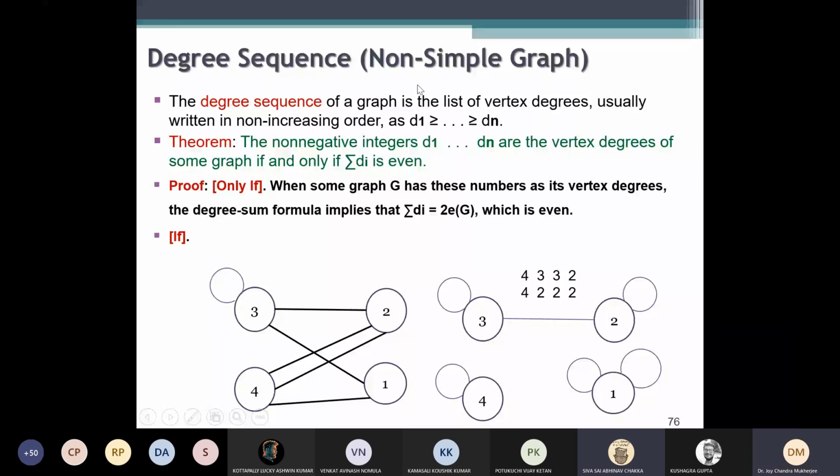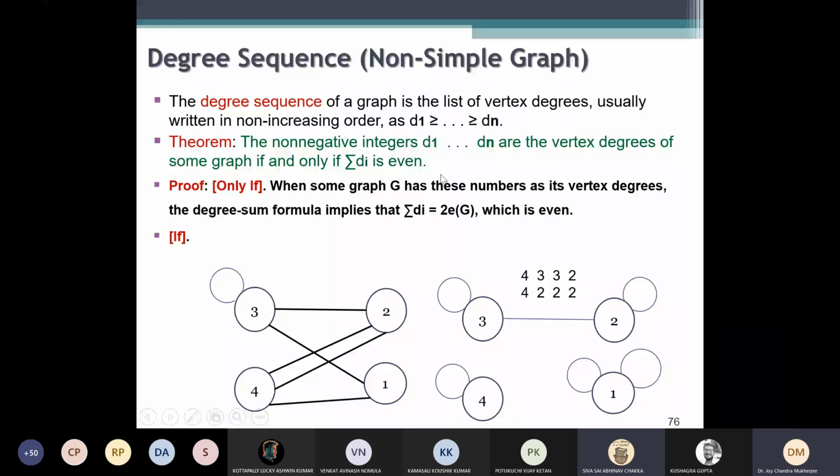The theorem is: non-negative integers d1 through dn are the vertex degrees of some graph if and only if the sum of di is even. Okay, so the "only if" part we prove first.